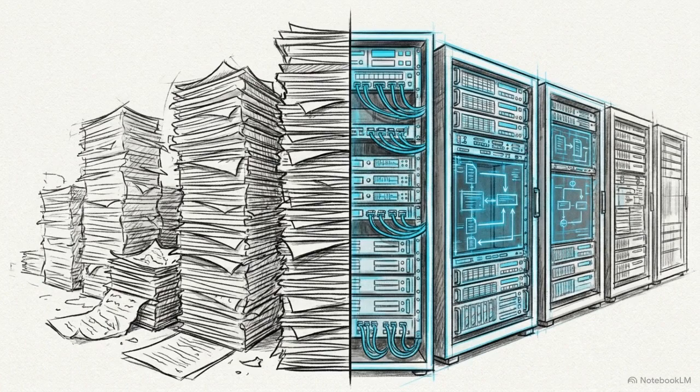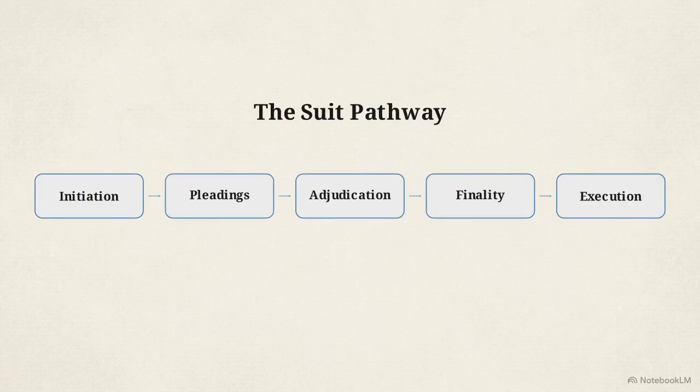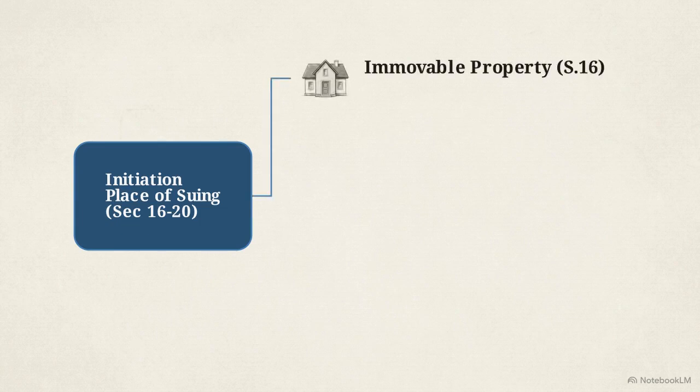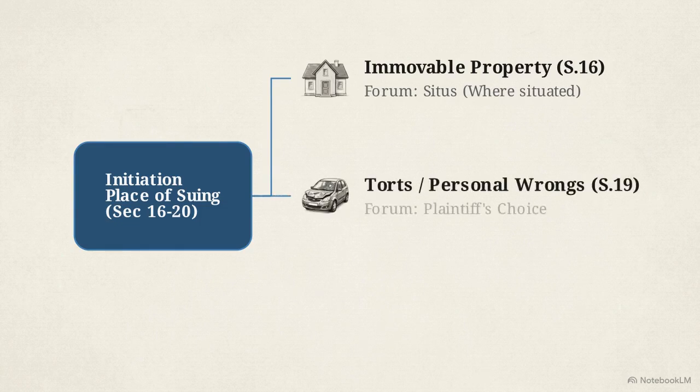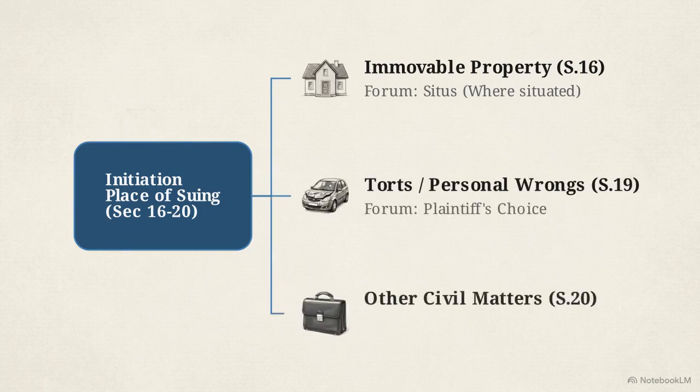complex litigation. This pathway begins by establishing jurisdiction and valid timeframes. As we inspect Node 1, we find the absolute prerequisites for a suit surviving Day 0. Sections 16 through 20 dictate the place of suing. The geography of the suit hinges on specific geospatial triggers. Disputes over immutable property must be filed where the property is situated. For torts, the plaintiff chooses the forum. For other cases, the anchor is the defendant's residence or where the cause of action arises.